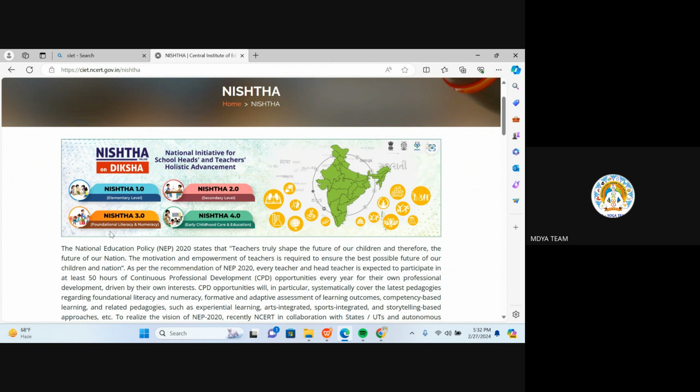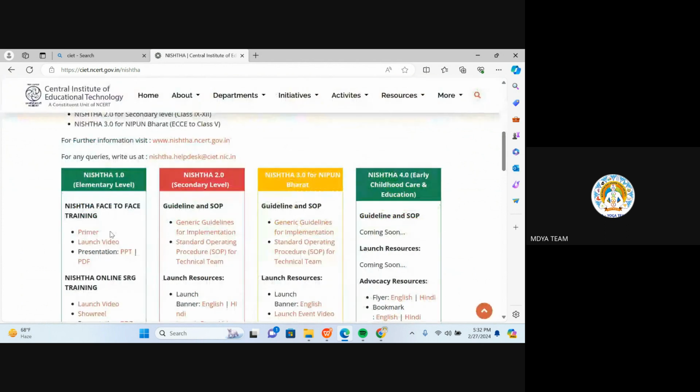Elementary level, secondary level, foundational. When children go to school, prep, playpen school, this is the foundation, the starting level of school education, and then early childhood care and education. These all come under the levels of NISHTA. NISHTA 3.0 is also called Nipun Bharat. And 4.0 is early childhood, ECCE.